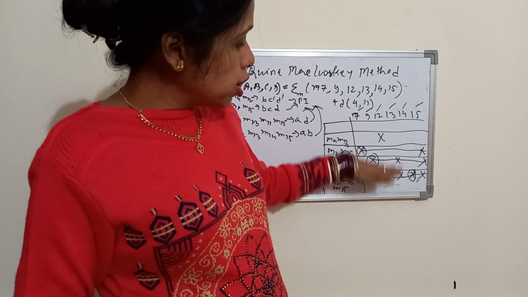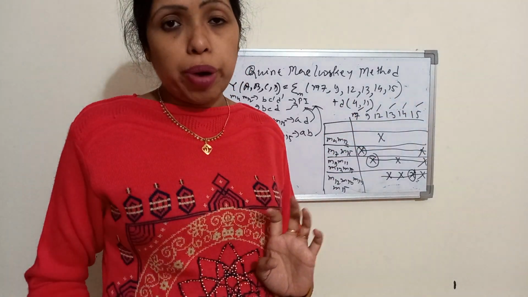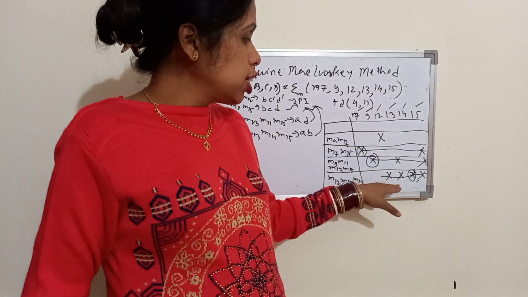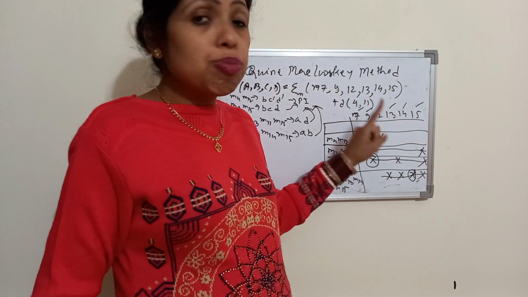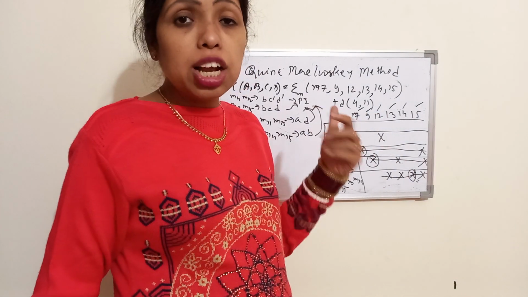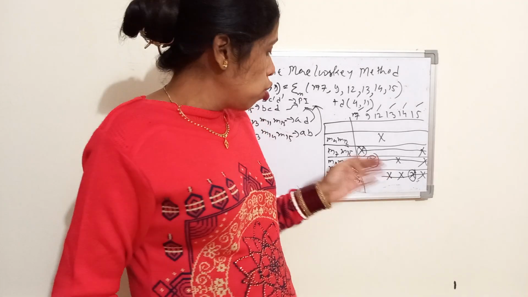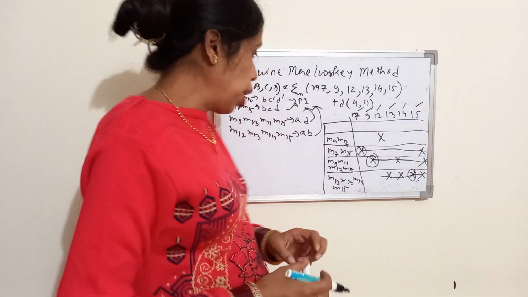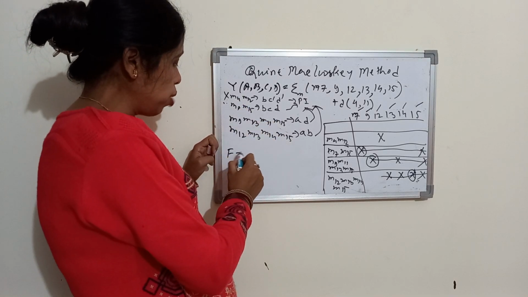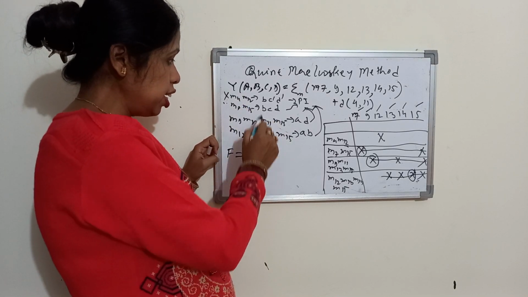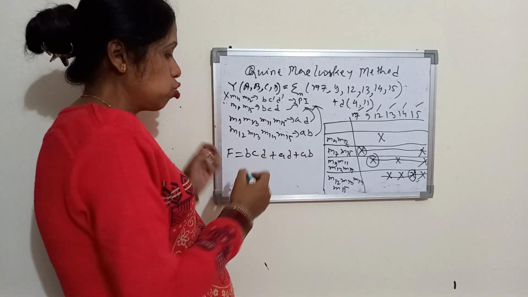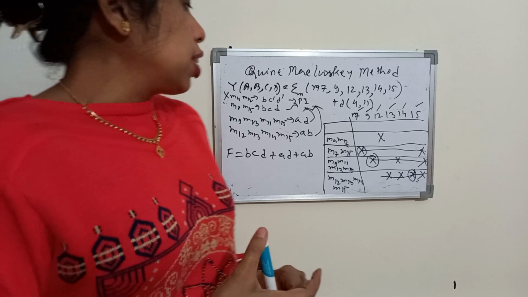If any more cross is there, I am marking it from here. After doing this procedure, you can see all the minterms are covered. That means these three are my essential prime implicants. If after drawing this, any more minterm is left, then I have to consider the corresponding PI as an essential PI. Otherwise, it is not required. So this is not required, and these three are. So what is my F? F is BCD plus AD plus AB. These three are my essential prime implicants.